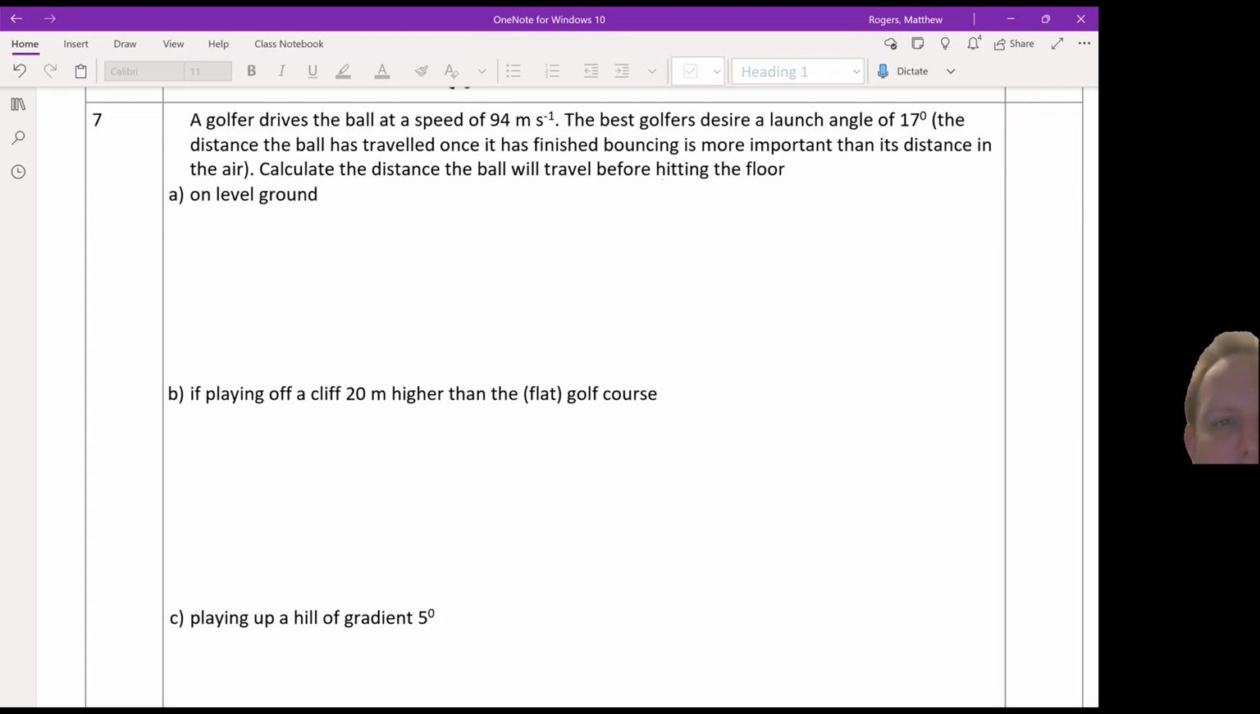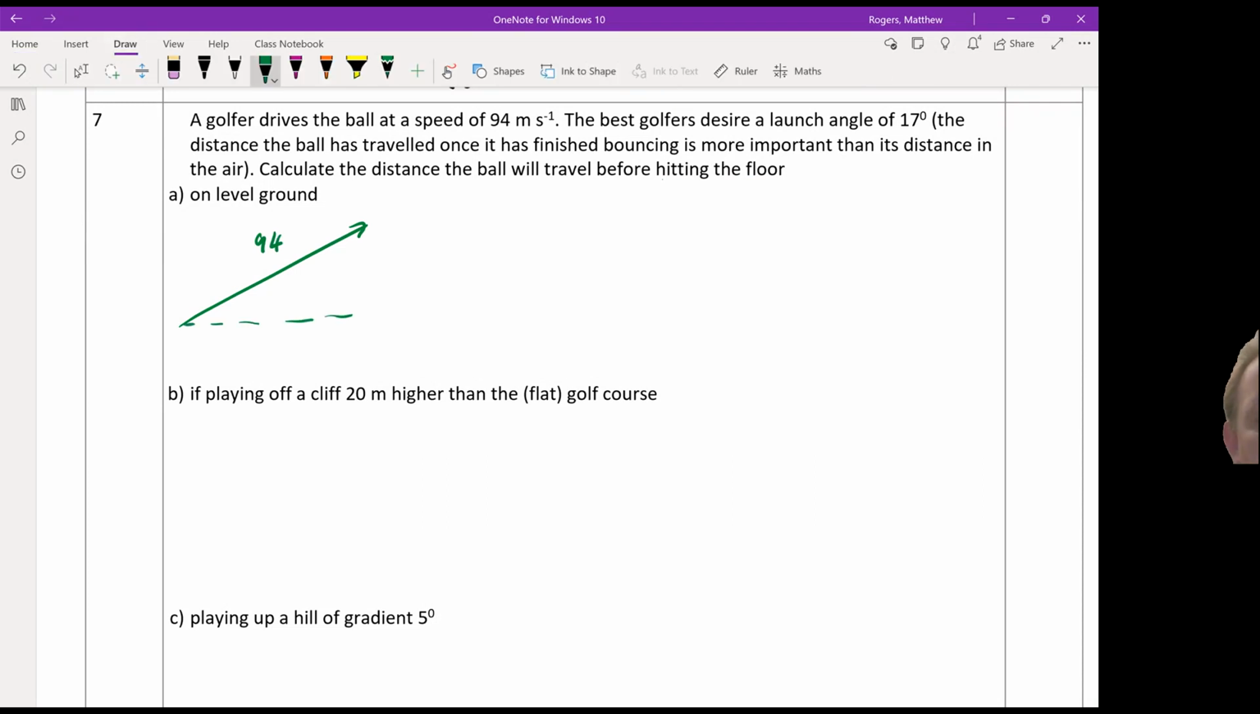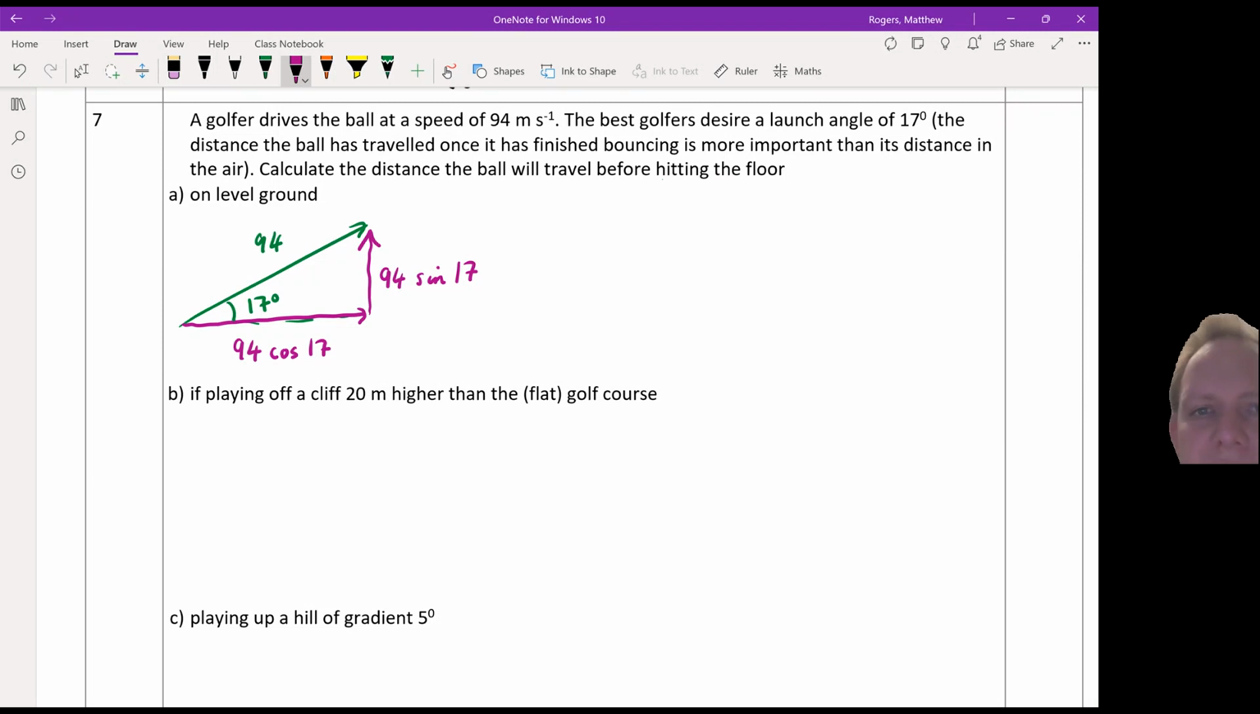So in reality, it's a projectile question. We need to start off by resolving our vector. We've got two components, a horizontal component and a vertical component. This angle in here is 17 degrees. So our two components are 94 cos 17 and 94 sine 17. If you calculate their values now, that's fine. It's probably better to try and do all the calculating at the end.